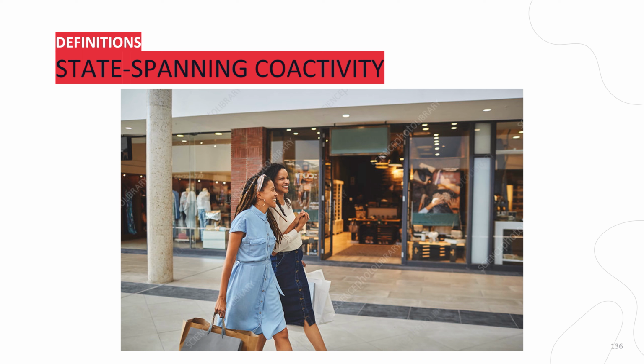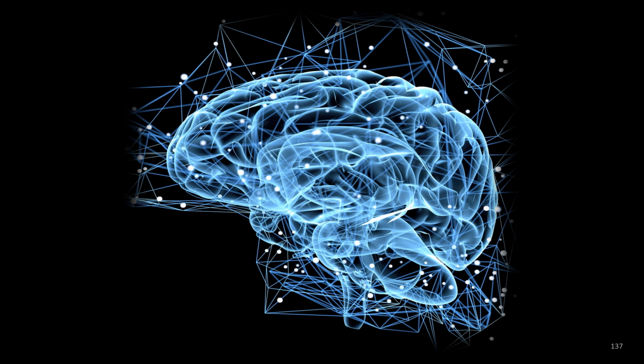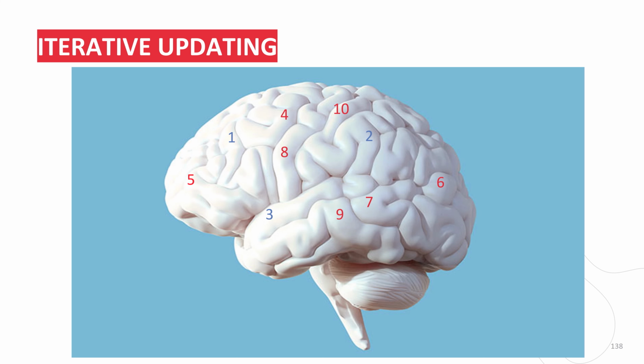If you have a minute-long daydream about you and your friend doing things together at the mall, a number of concepts may come in and out, but those three concepts of you, your buddy, and the mall would remain in state-spanning coactivity. And we can assume that, for the most part, the neurons that underlie those three concepts will also remain together in state-spanning coactivity for the same duration. In this example from earlier, 4, 5, 6, and 7 remained in state-spanning coactivity from one moment to the next.